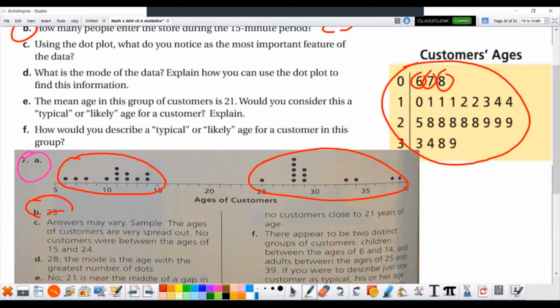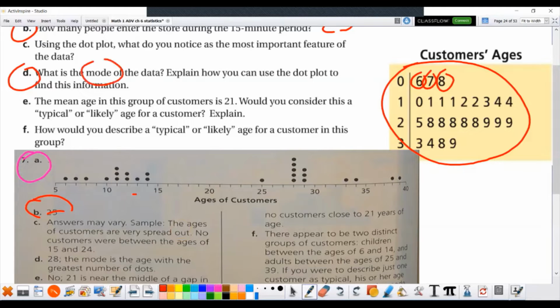Next question. What is the mode? Which number came up most often? The number that came up most often, the mode, is the most common number. And it looks like right here, 28. They say 28. The mode is the age with the greatest number of dots.